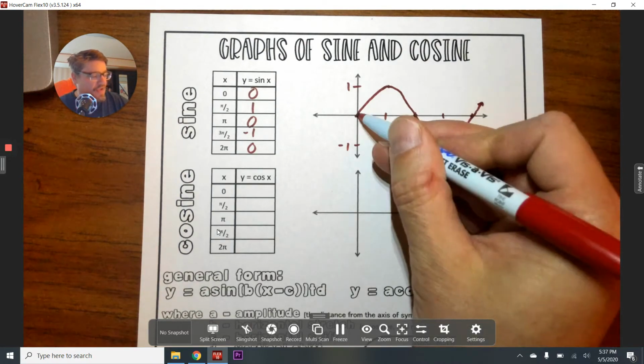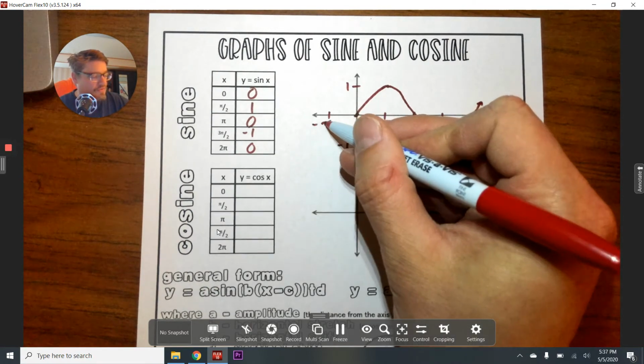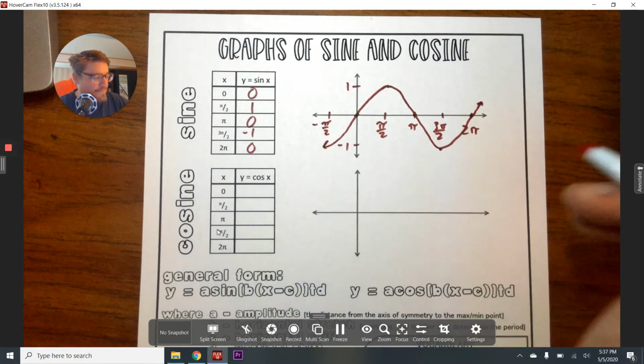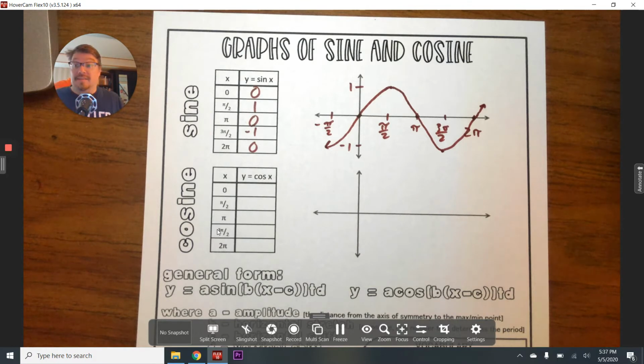And this actually goes in this direction too. So if this was -pi over 2, this guy would go like that. Now this is amazing, right? This is actually a wave.